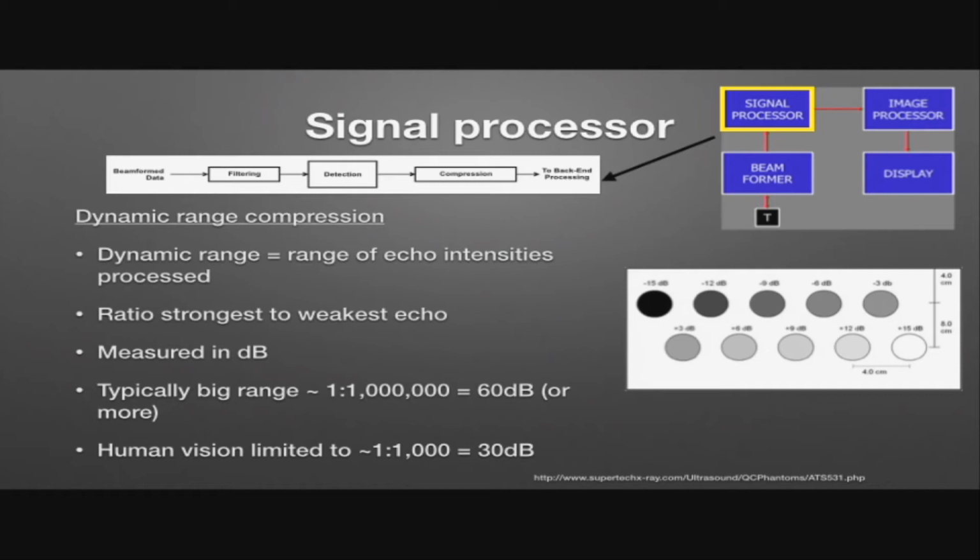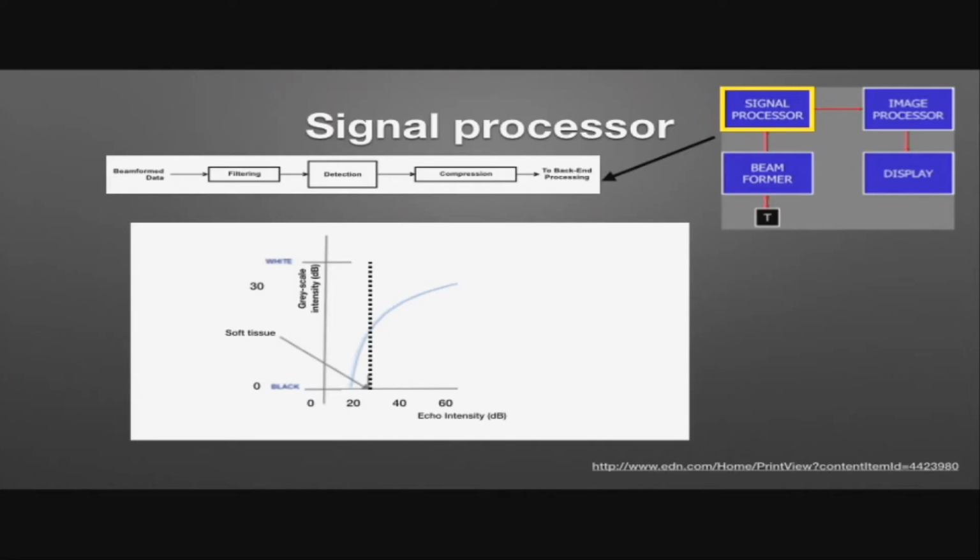So what we want to do is try and put that in more of a workable format, because trying to put a range from 0 to 1 million is difficult for our vision, because our vision can typically only see a range of about 1,000. So in order to put these into more manageable chunks, we process this in decibel format. So again, it's this ratio. And it's all about trying to put a large ratio into a more manageable ratio for our eyes. So what we're looking at is changing something like echo intensities of about 60 decibels over into our visual range, which is more like 30 decibels.